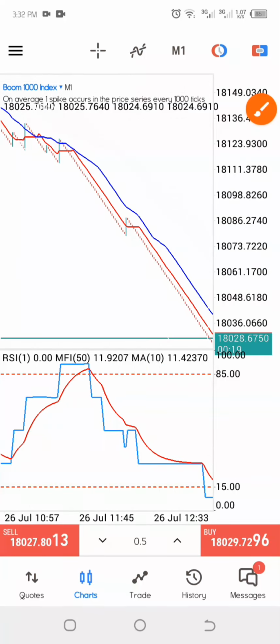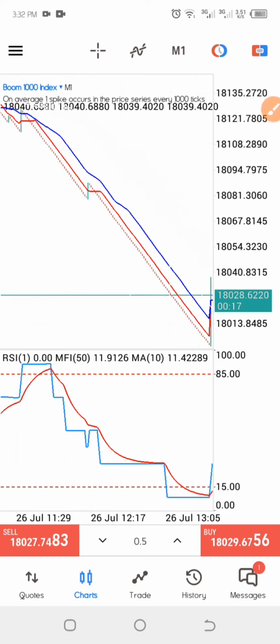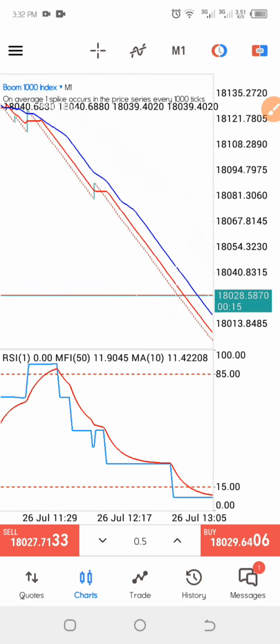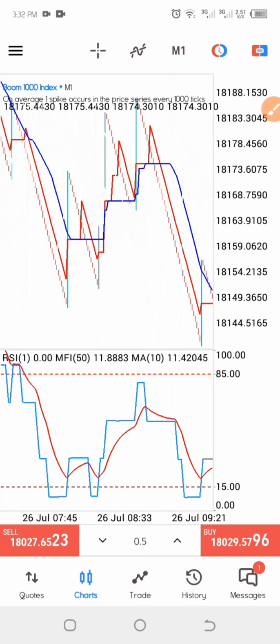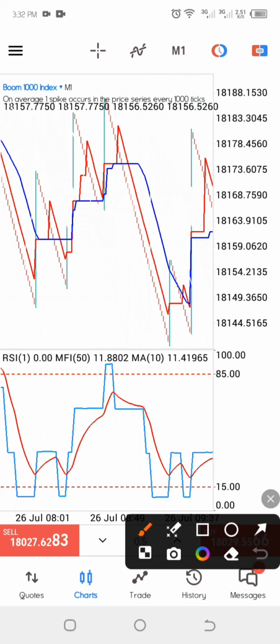Now the candle you are going to catch depends on how confident you are and how long you can hold your trades. Okay, so that is how you take a trade when the price is trending. Now for when the price is ranging, this is another trading opportunity for you to take. Now what are the things you're looking for?